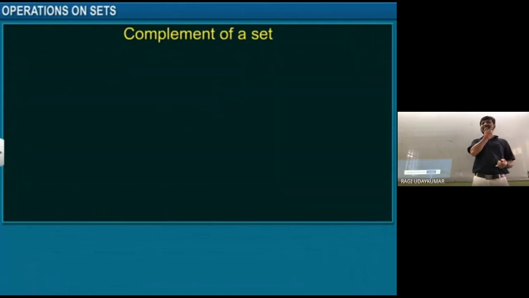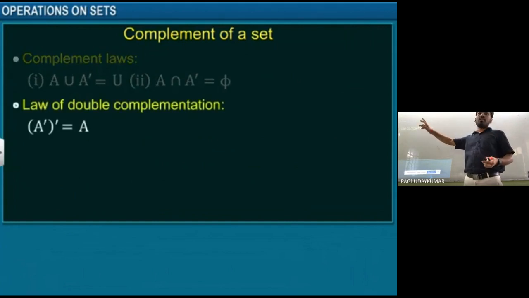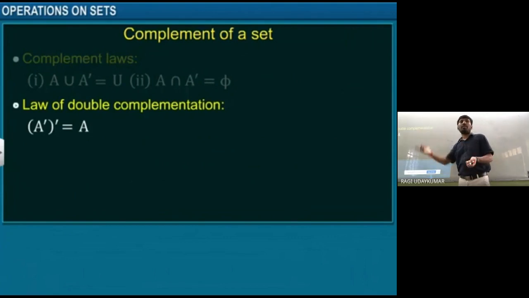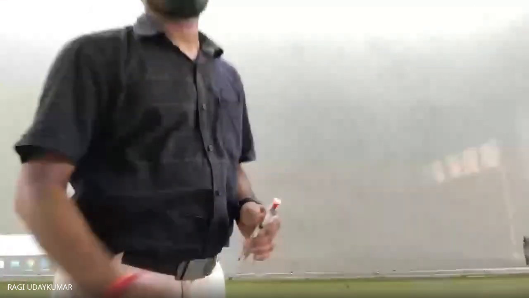Now the complement laws. A union A complement, whenever you take it, is equal to the universal set. A intersection A complement is the empty set, and the complement of the complement is the same set. The complement of the complement gives back the set itself.